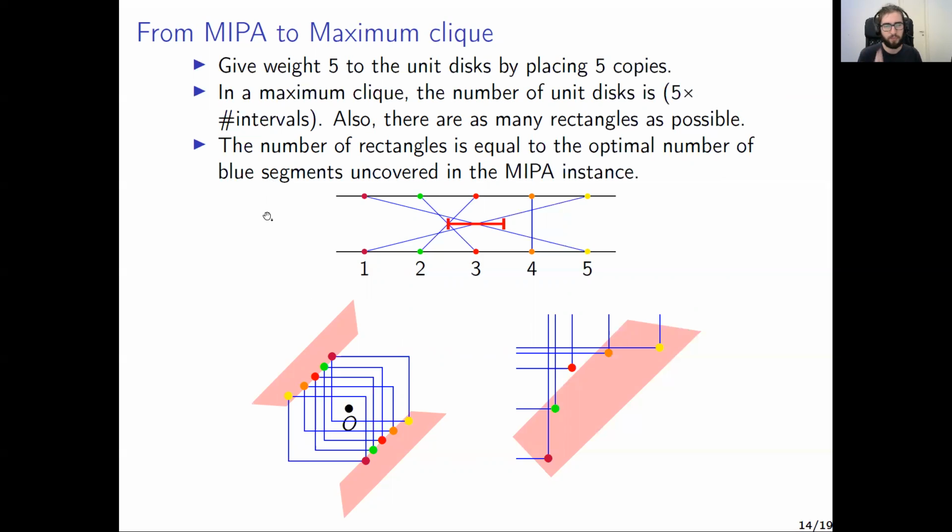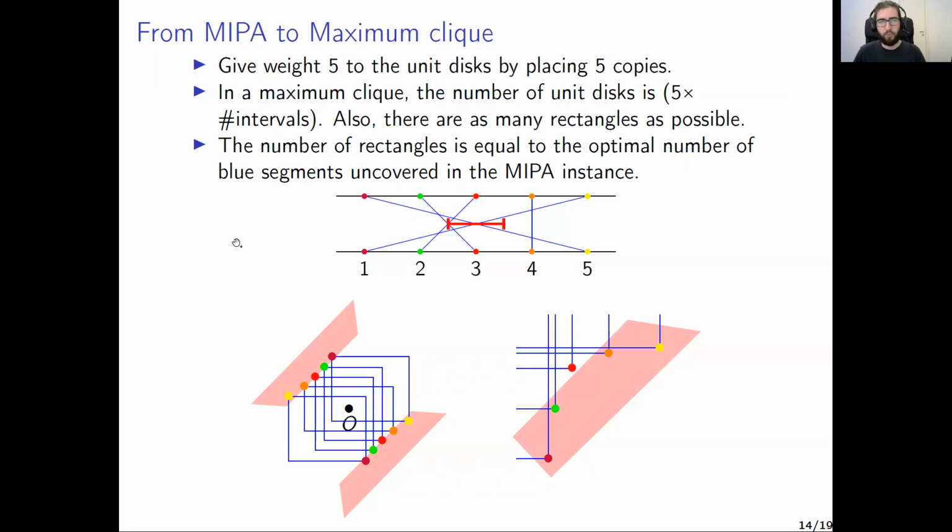And even more, we could show that what you can do in a maximum clique is, for each interval, either take all the 5 disks that are above or all the 5 disks that are below, which corresponds to this shifting of the interval above or below. And then in a maximum clique, as all rectangles intersect, you will take as many rectangles as possible. And the choice you can make is only decided by the choice of unit disks you have made before, because as I said, all rectangles intersect pairwise.